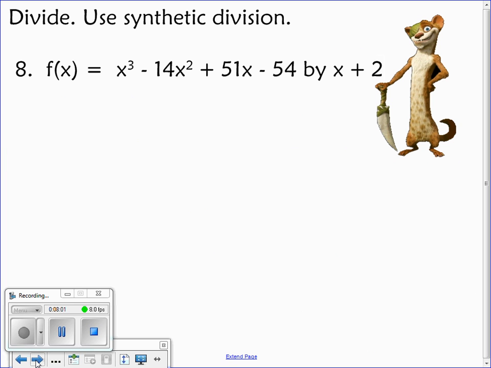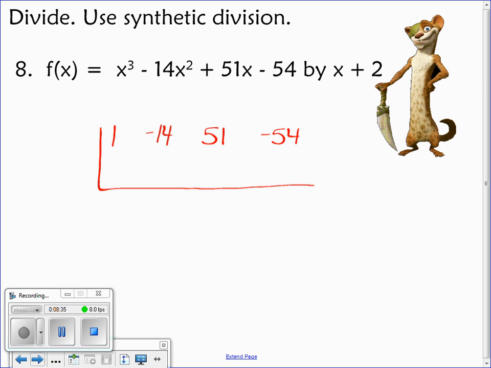All right, let's try another one. Okay, again, first make sure what I'm dividing by, can I actually use synthetic? X plus 2, yep, it's just x and a number, so I'm good there. Am I missing anything? X cubed, x squared, x to the first, number. So I got everything. So we set it up with just your coefficients. So 1, negative 14, 51, negative 54.